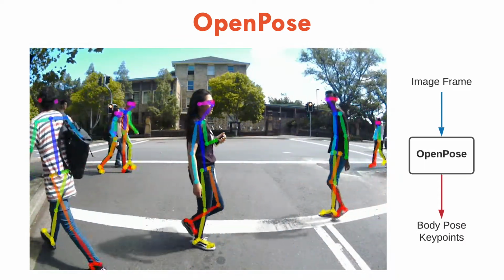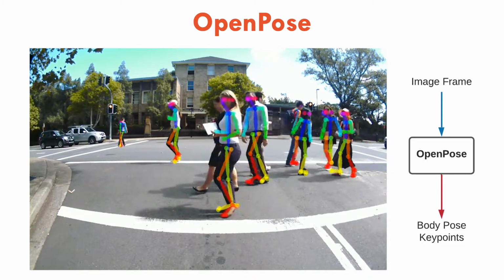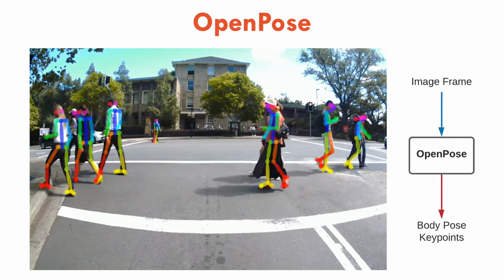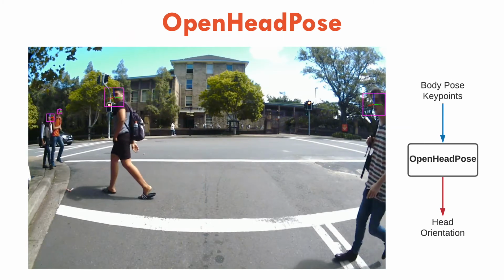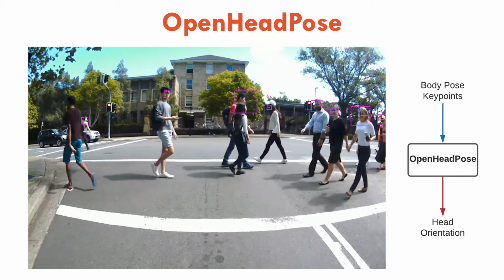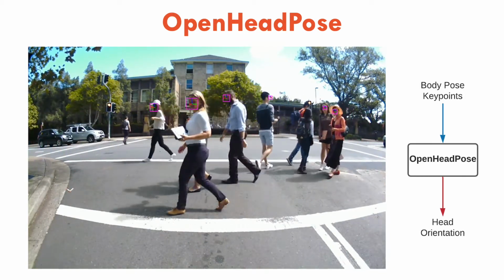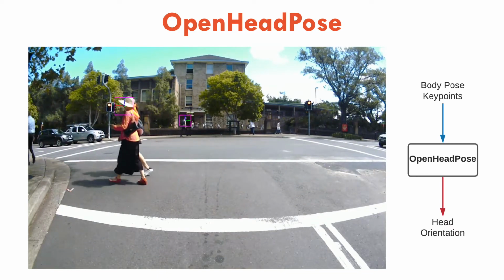OpenPose is a 2D body pose estimator, which is able to predict the location of body pose key points in real time. Using image data, it will estimate up to 25 key points for each pedestrian. OpenHeadPose then uses this body pose data to estimate the roll, pitch, and yaw angles of a pedestrian's head, represented by X, Y, and Z vectors. In this way, head orientation and gaze direction can be estimated.